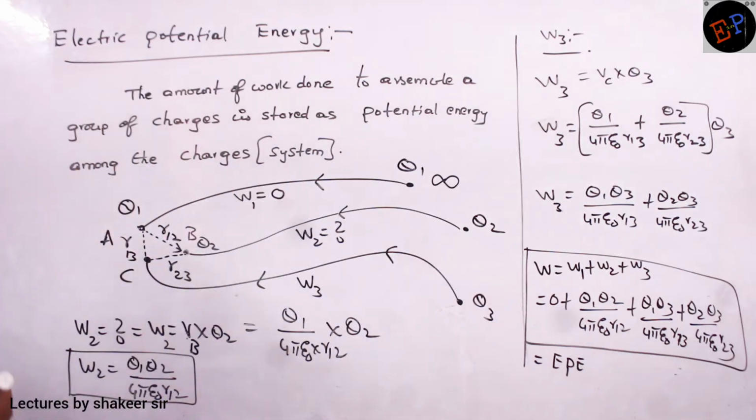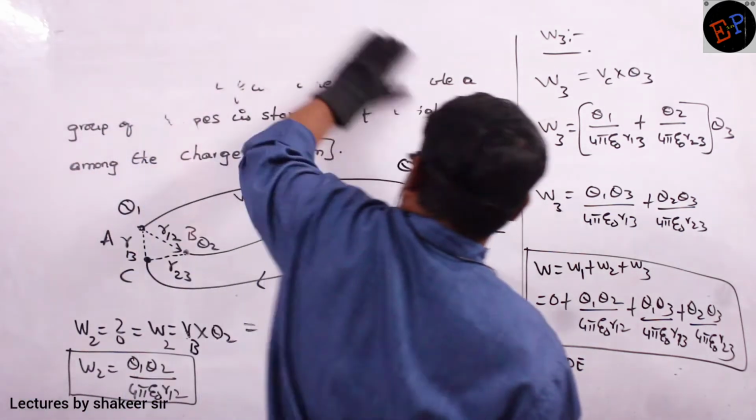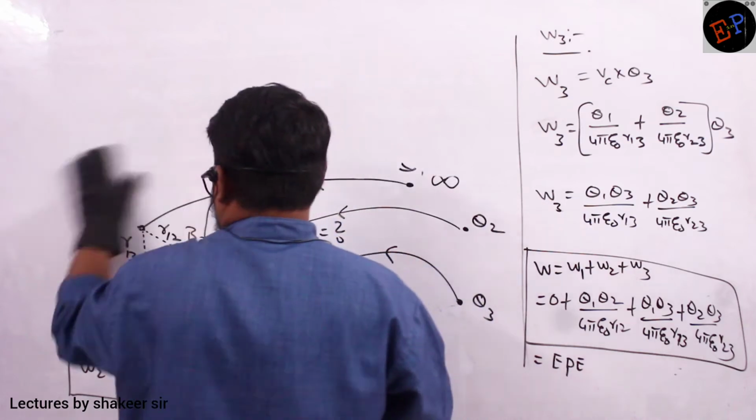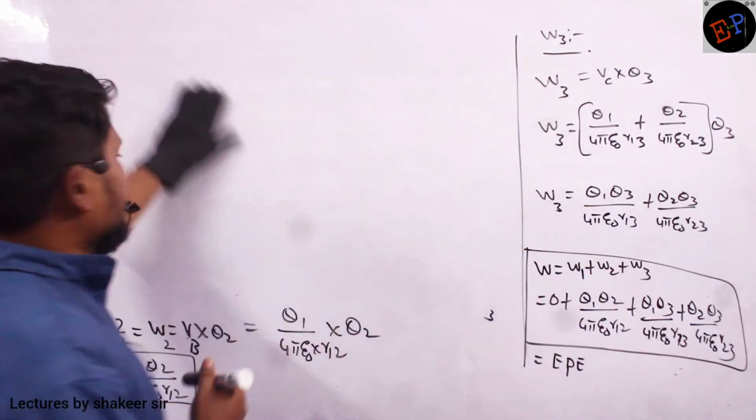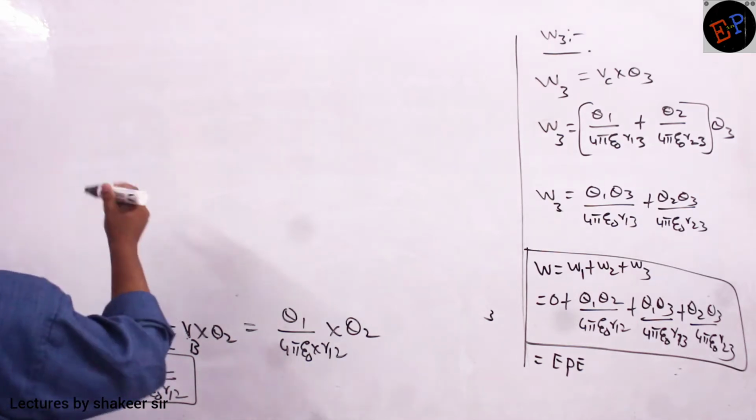For example, if I take only 2 charges, if I want to arrange only 2 charges in a configuration, then how many pairs are possible?